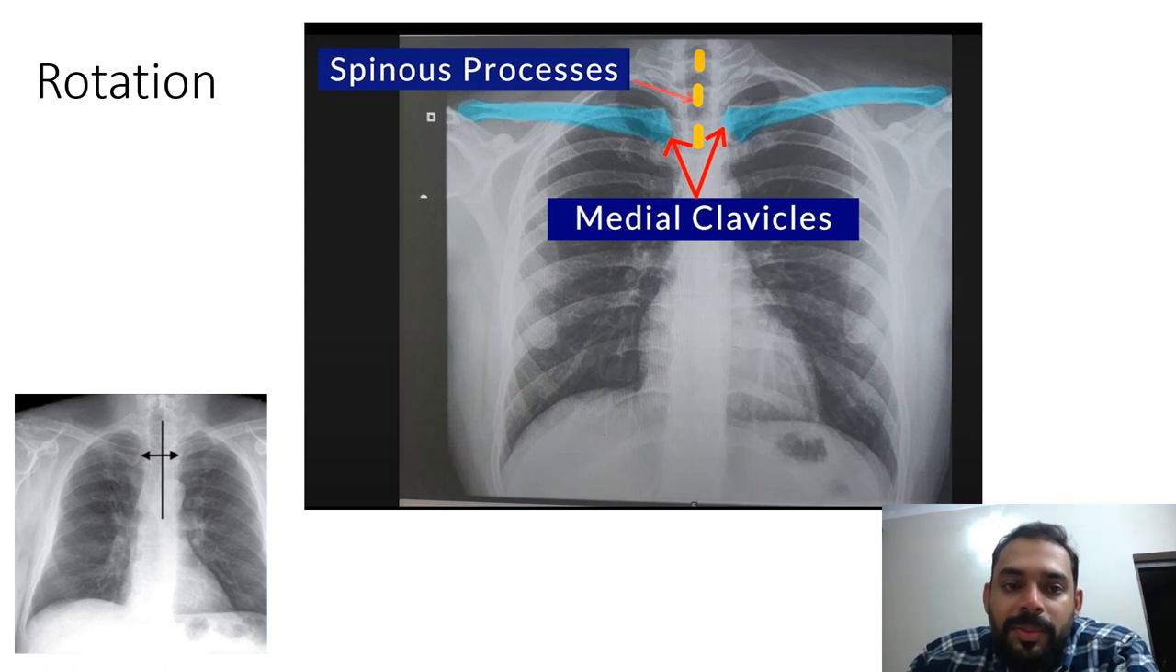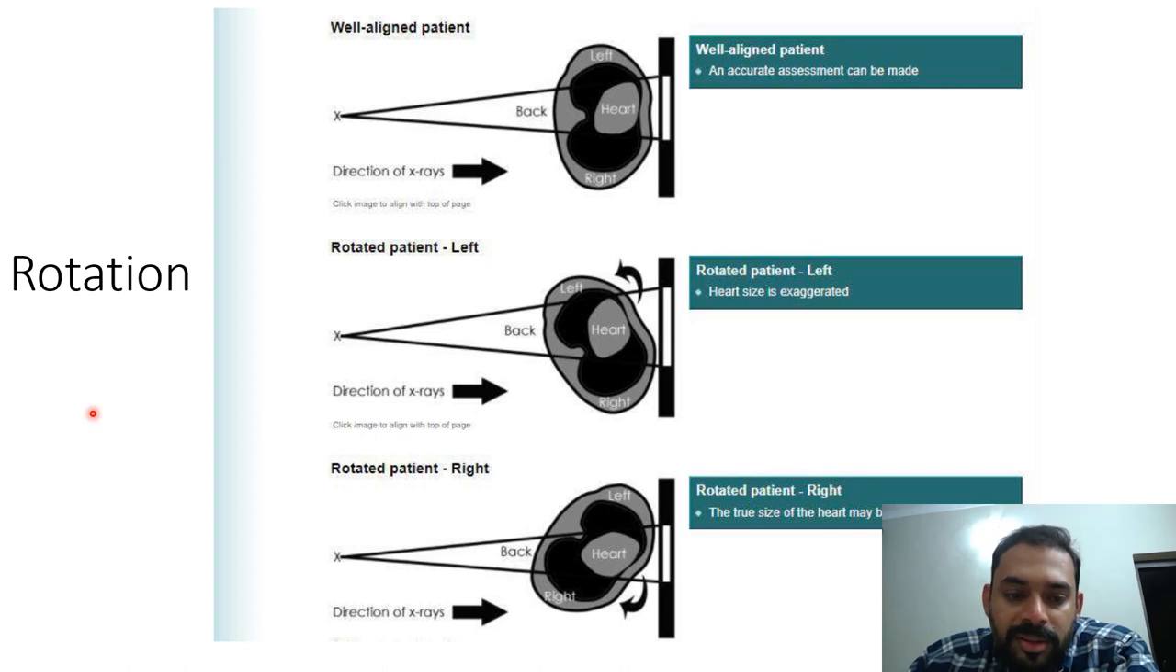The interpretation becomes very difficult in case of rotation. So this is how it can be seen. You can see that when the patient is well aligned, an accurate assessment can be done. But see, in this patient, the patient is actually rotated to the left. So here what happens, the heart size is exaggerated. While if the patient is rotated to the right, the true size cannot be mentioned.